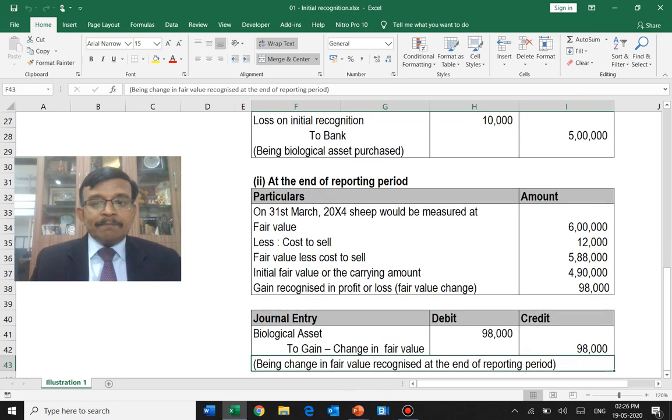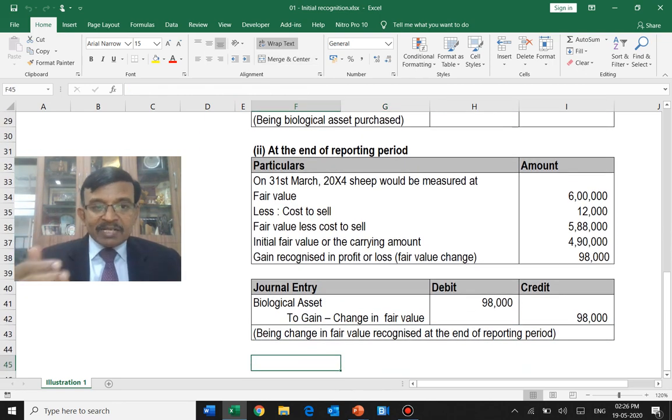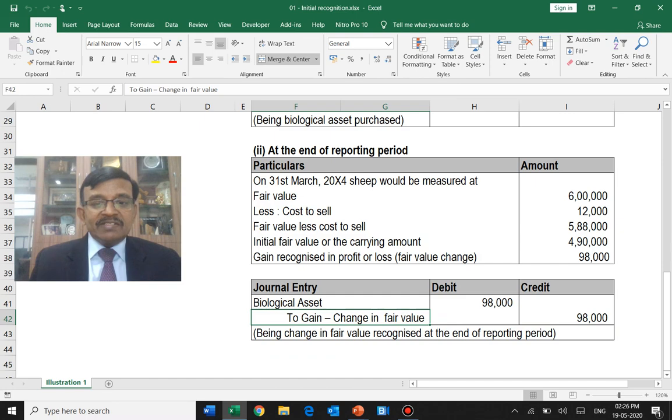Journal entry will be biological asset debit because asset value goes up, and credit to P&L account as an income. So this is unusual. Whereas if it is a property, plant, equipment, what we will do, if we use the revaluation model, this will go to OCI or revaluation reserve, whatever we talk about. It is not going to the P&L account.